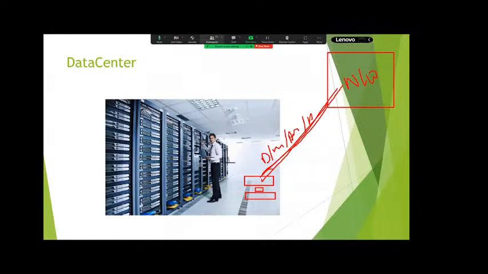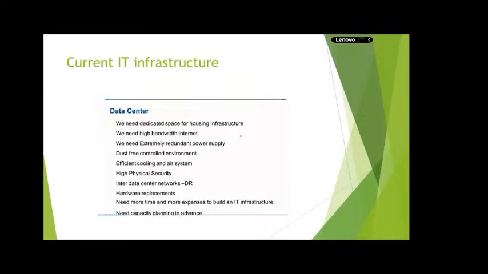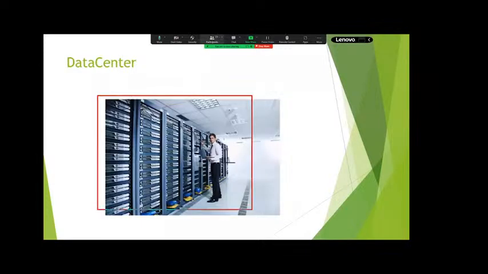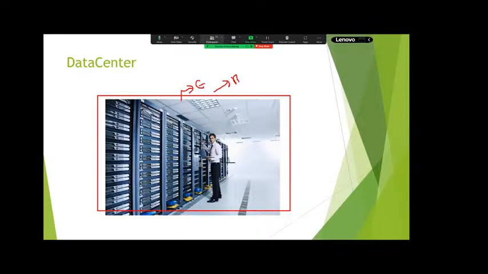Next, we need a redundant power supply. Redundant power supply in the sense, to run this data center, we need electricity. If there is no electricity, then we should be able to run this data center with a battery or generator. Again, that is cost, right?